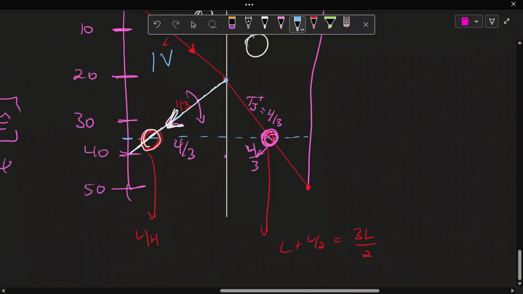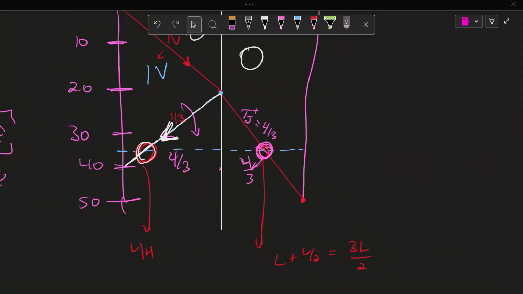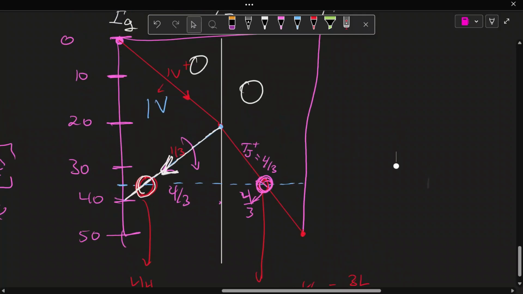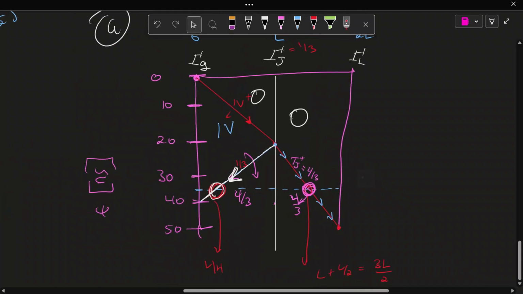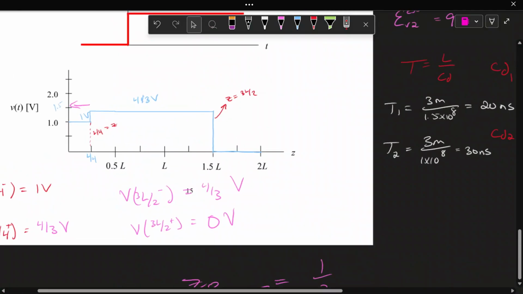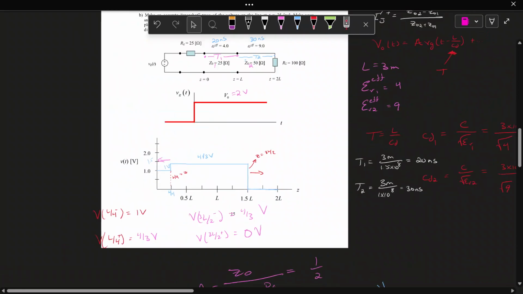Now you look at 3L over 2. Which way is the arrow coming from? Well, the arrow initially goes from left to right, and we don't have any bounces. So it's still going from left to right. So we know the waveform is going to the right. And that's how you do this question. You're pretty much done. That's all you need to do in this one.